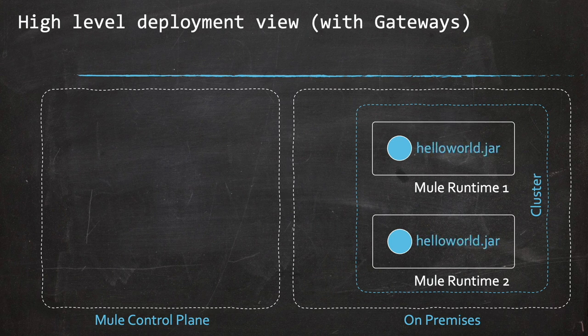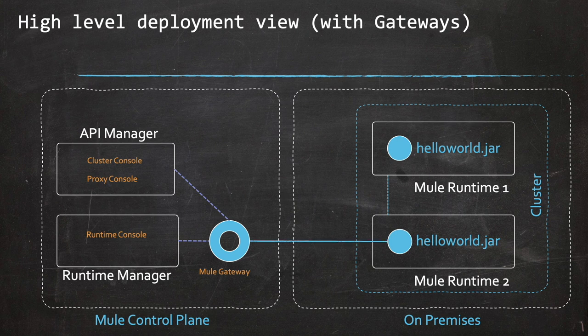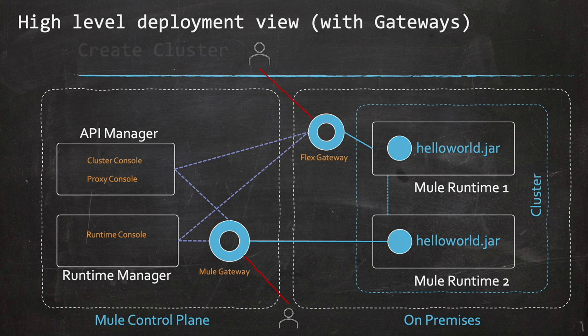On-prem has got clusters of two Mule runtimes and they are physically connected. On the Mule control plane, we have an API manager and a runtime. On the control plane, a gateway is defined and it is associated with the control plane. On the on-prem, we have another gateway associated, and this is none other than the Flex Gateway. By now, you might know that the Flex Gateway is closer to the data centers and customer systems. User 1 talks to MuleSoft Gateway, and user 2 talks to Flex Gateway.